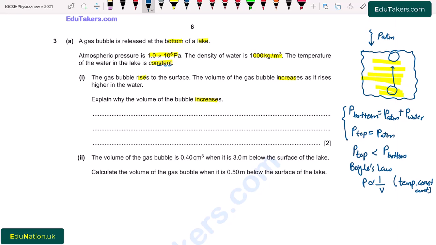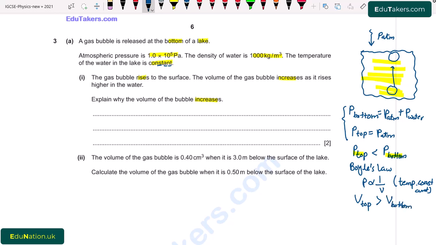In this question, temperature is also kept constant. We have to calculate the volume when the pressure at the top is smaller as compared to the bottom. So I write here, when the pressure at the top is smaller as compared to the bottom, then the volume at the top must be larger as compared to the bottom. So I write here, volume at the top will be greater than the volume at the bottom.